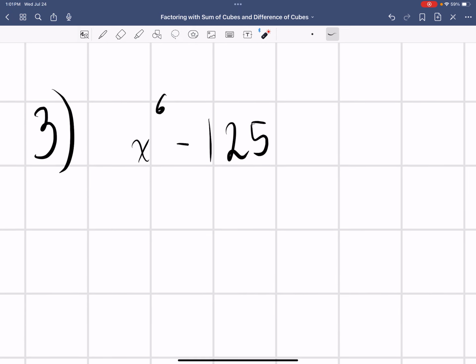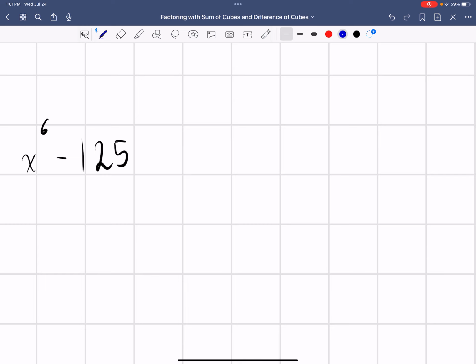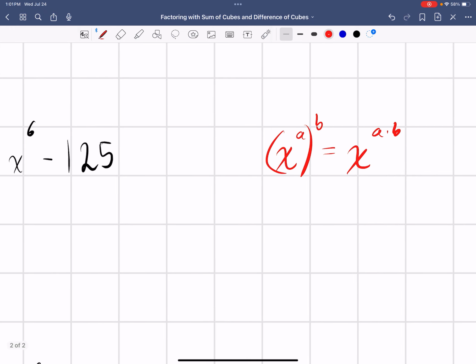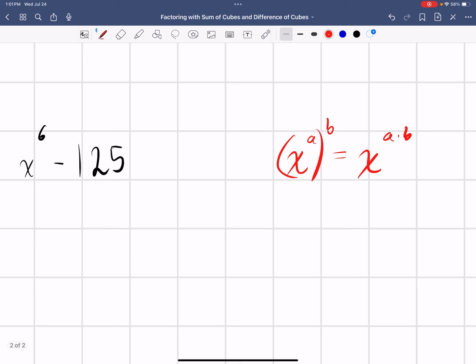So this one is less obviously a difference of cubes, right? Because we have this x raised to the 6th power. But if we remember our exponent rules, one of them says that if we have some exponential raised to another power, what we do is we multiply these exponents together. So this becomes x to the a times b. And so it turns out that we can cube something to get x to the 6th.